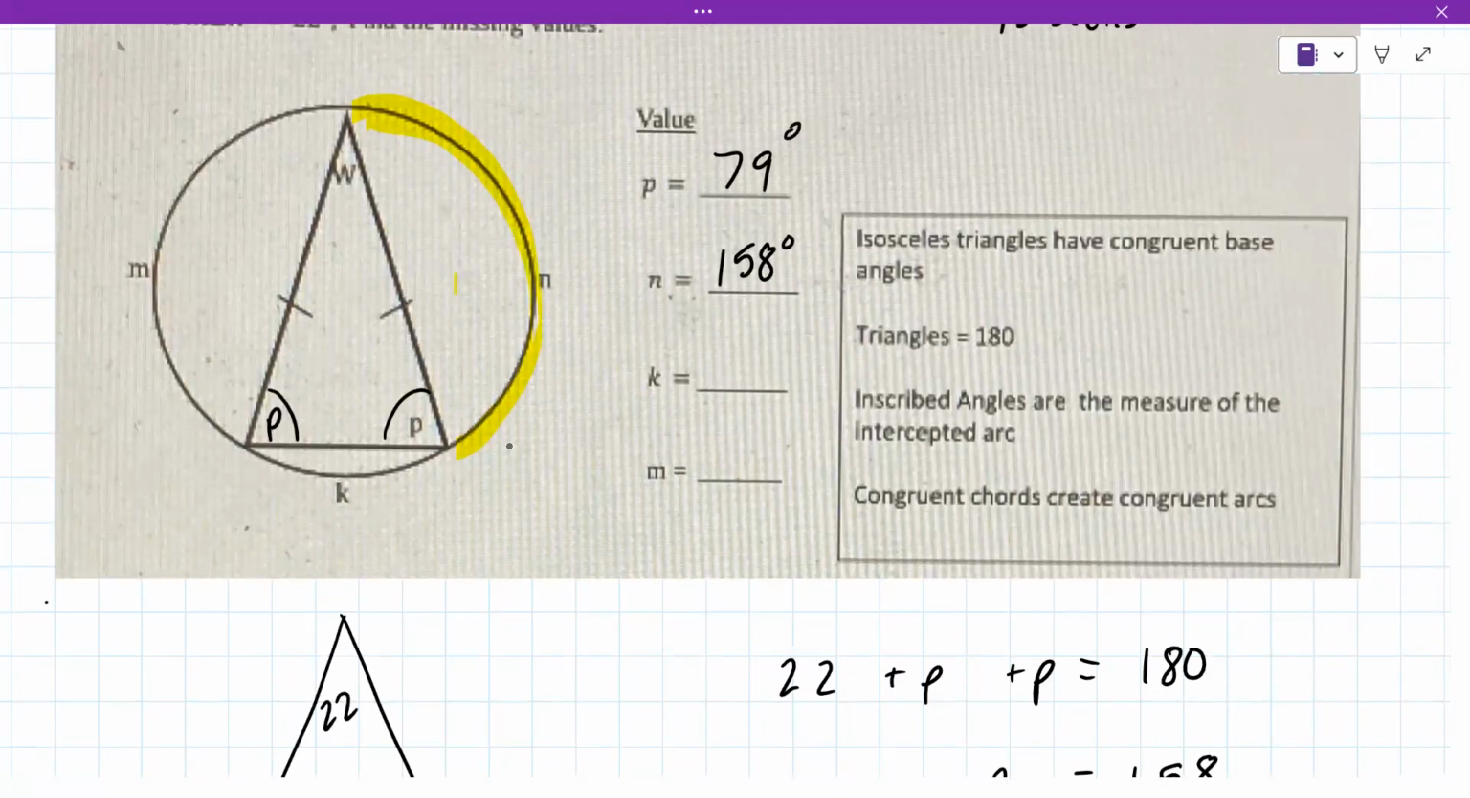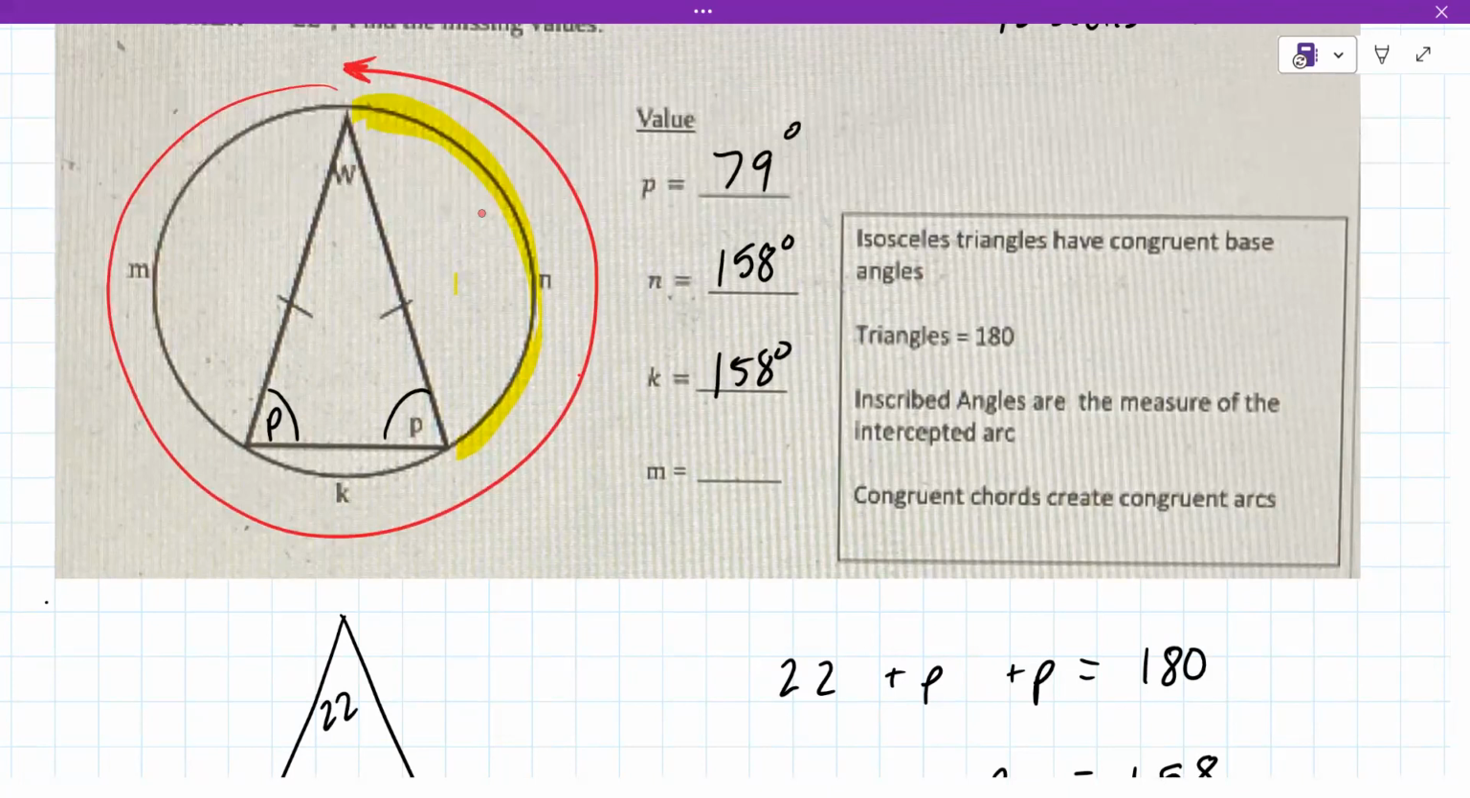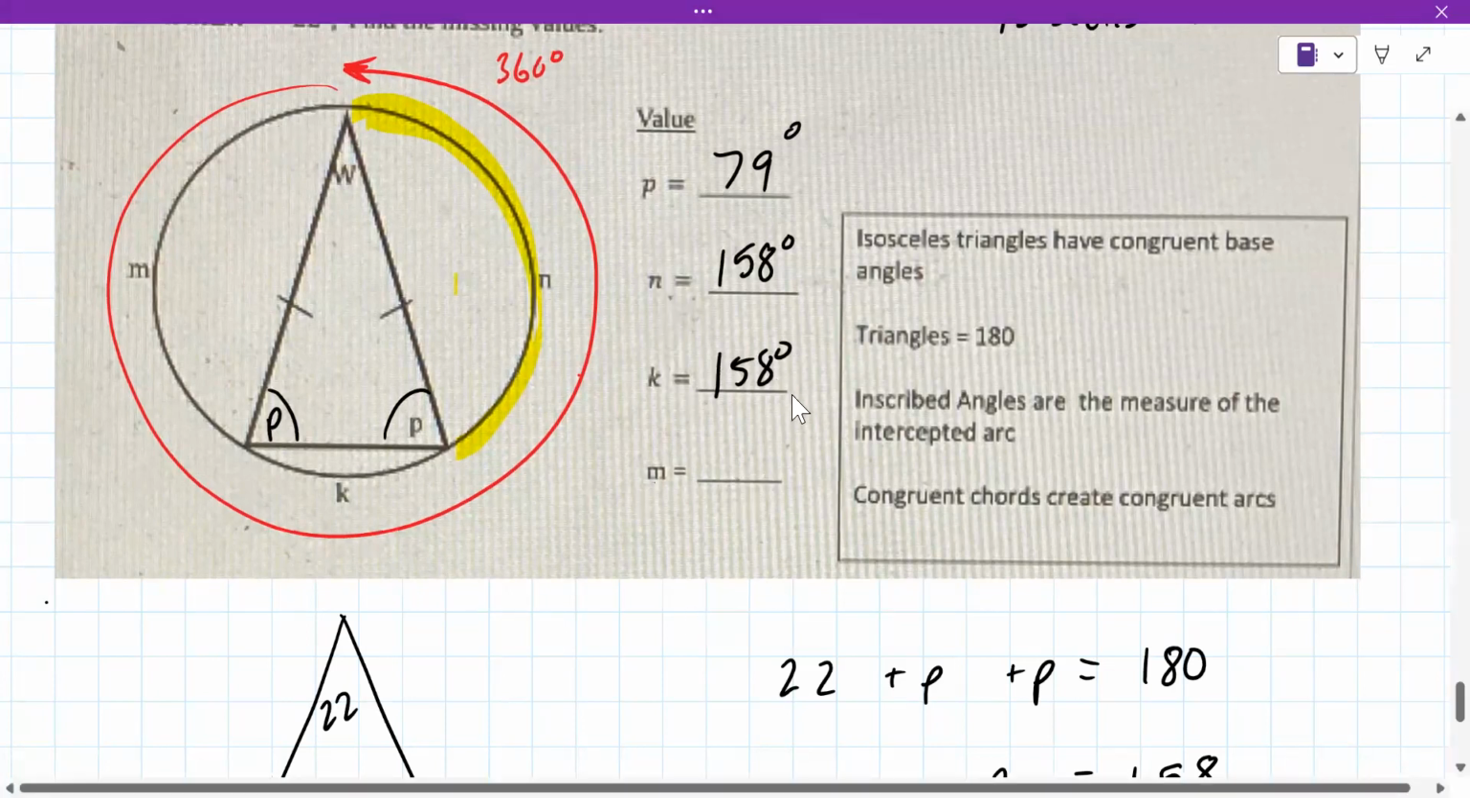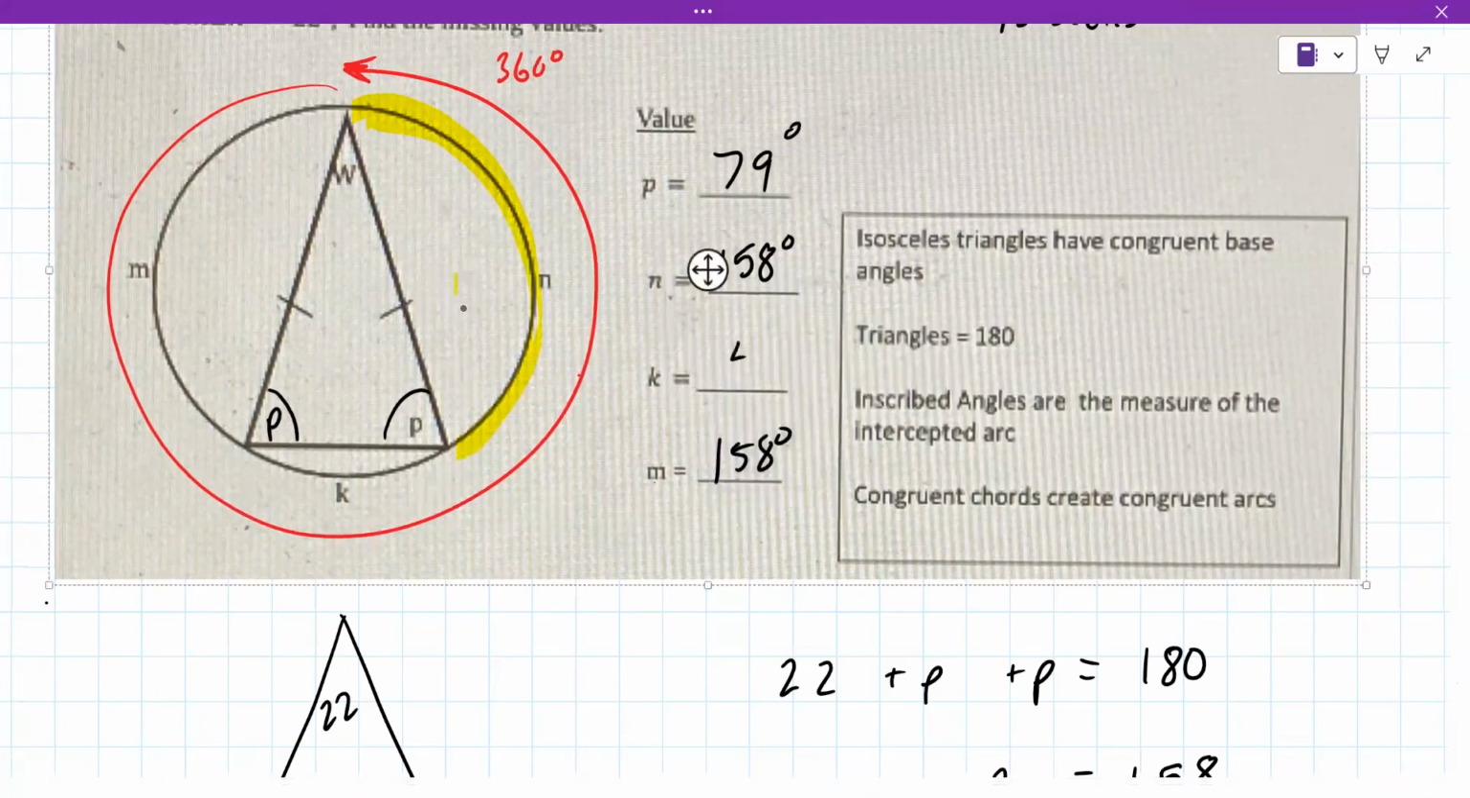It would also be 158. And then if you go all the way around the circle, how many degrees is that? 360, and then you add up 158 and 158. That would be 316 degrees. And then K would be 44. K would be 44 degrees. Good. That's great.